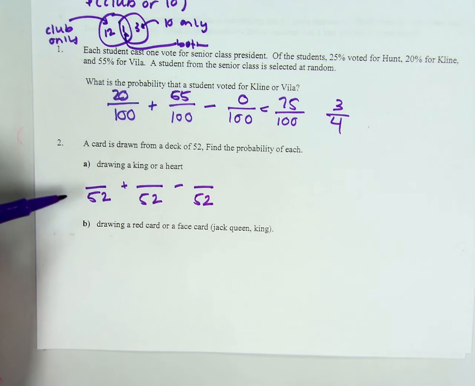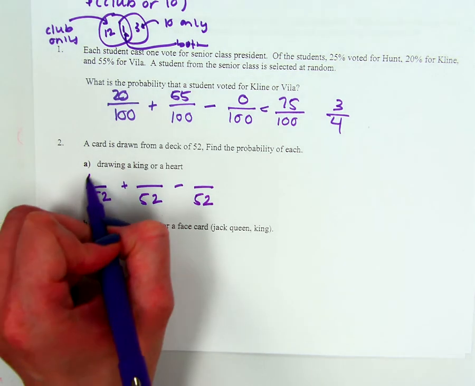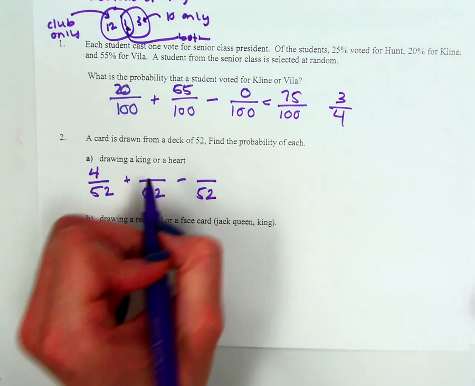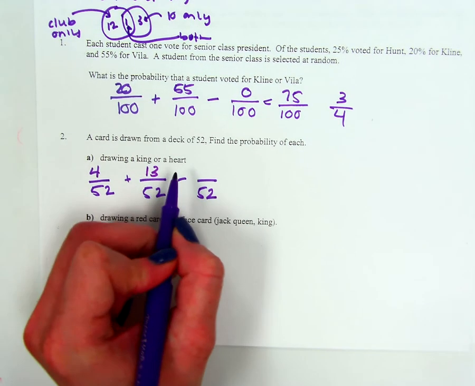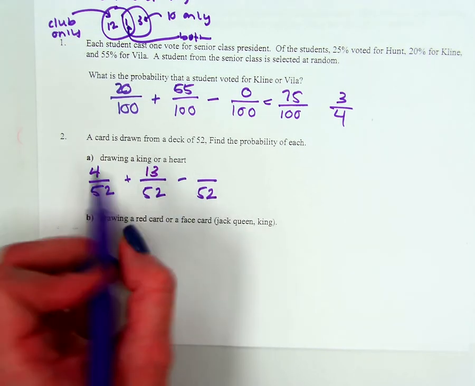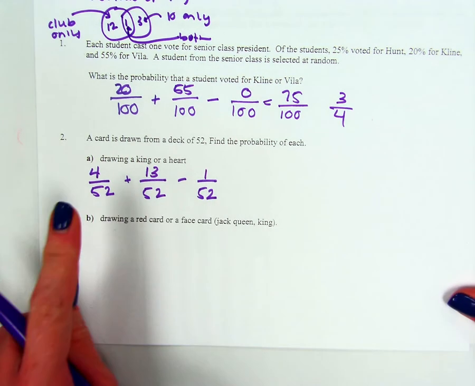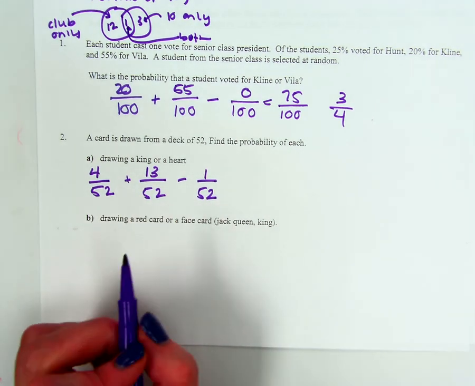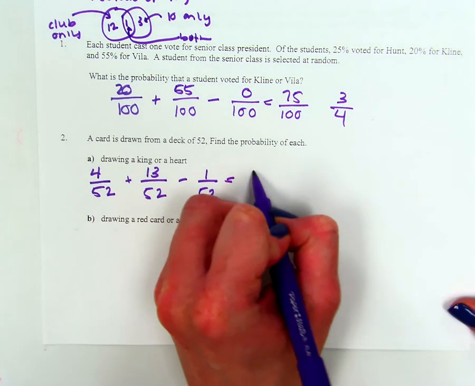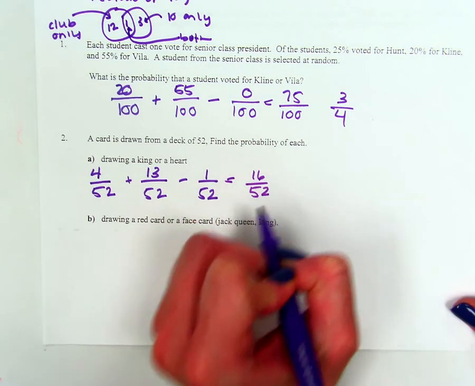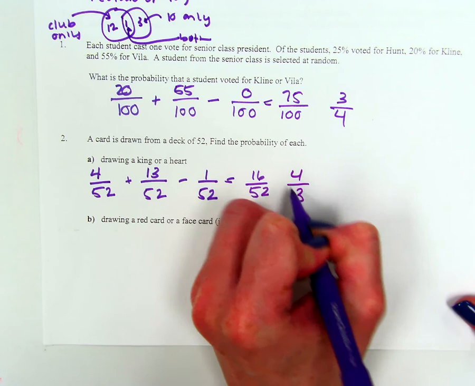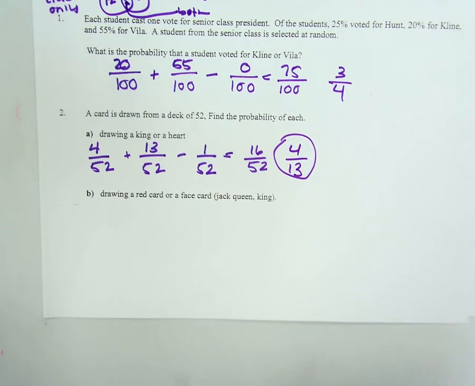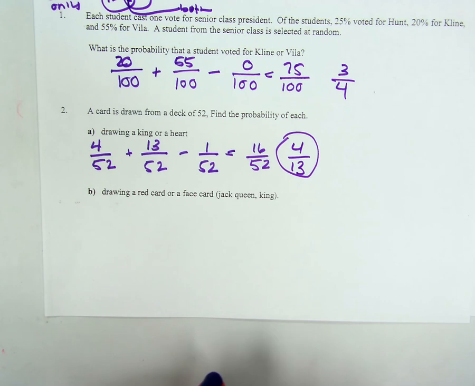Drawing a king, we have 4 kings possible. To draw a heart, we have 13. And the possibility of drawing both of those would be just 1, so we're going to subtract that. So 4 over 52 plus 13 over 52 minus 1 over 52 equals 16 over 52, which is going to reduce down to 4/13.